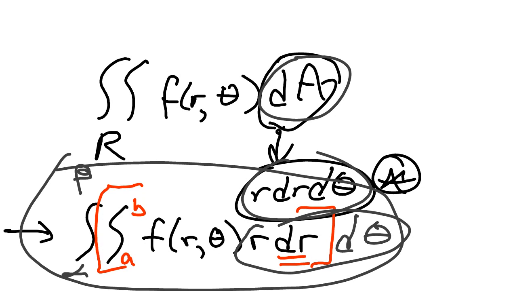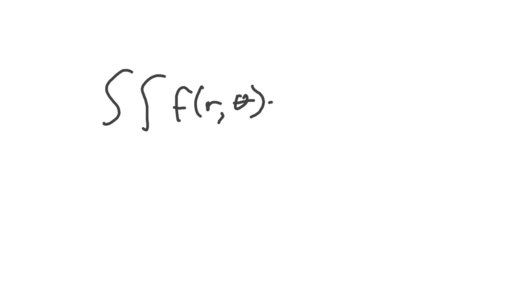So this is kind of an easy way to remember it. Now we could write it the other way, where we take the antiderivative with respect to theta first. So let me just clear this off and say, if we did that, what would our double integral look like? If we have the double integral of f of r, theta times r, but instead of dr, let's do d theta first. And what would that be?